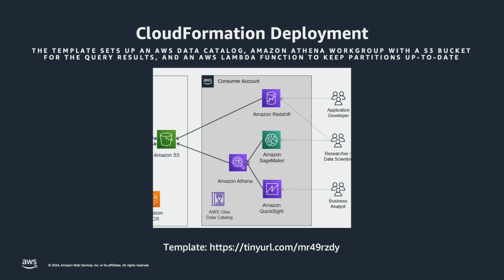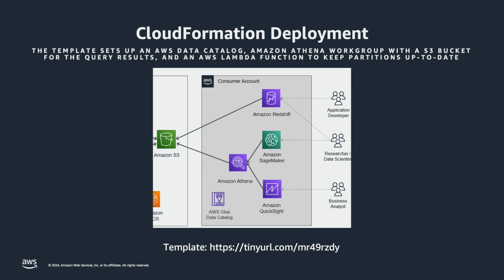This is all the infrastructure you have to deploy in order to perform queries on the underlying datasets. There is a CloudFormation template that I will show you how to deploy that sets up an AWS data catalog, an Athena workgroup with an S3 bucket for query results, and an AWS Lambda function to keep partitions of the data up to date. By default, the link below the diagram will deploy the stack to US East 2 where the public S3 bucket is located. If you only use Athena to query the data, you can deploy it also in another region, as Athena supports cross-region access.